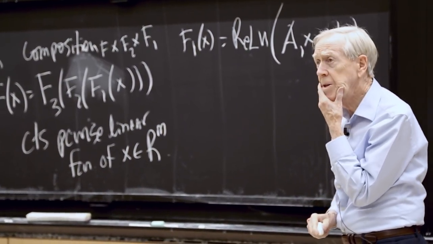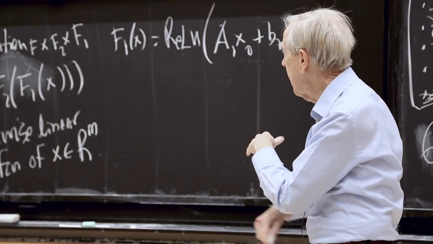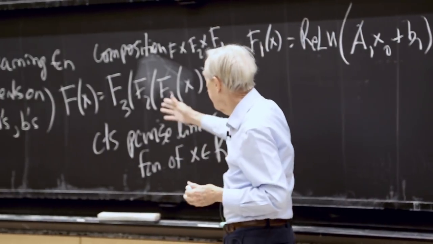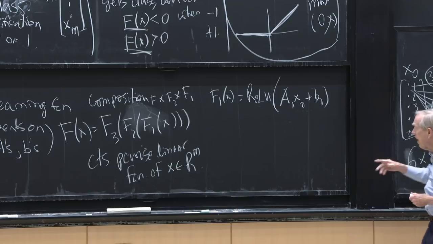So one little math question, which I think helps to understand, to swallow the idea of the kind of chain we have here, of linear followed by ReLU.